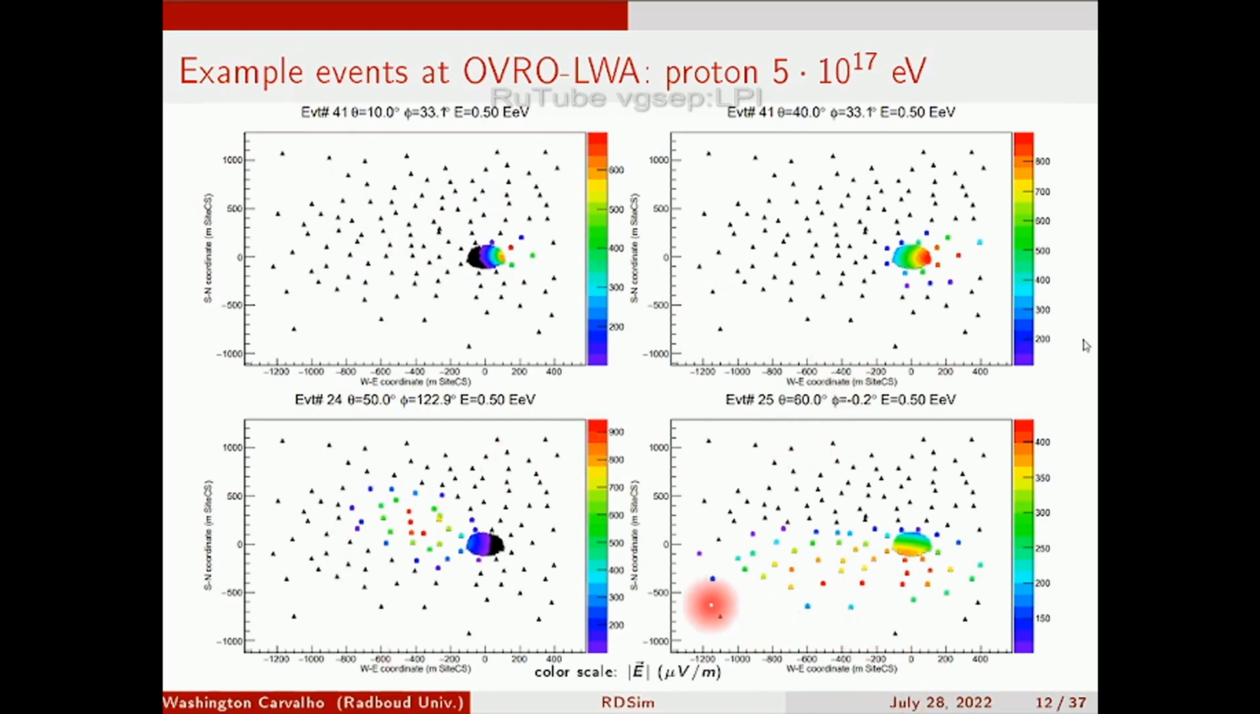So these are some simulations at OVRO, from vertical showers up to 60 degrees. You can see that for more vertical showers, the footprint, of course, is smaller, so you need to be close to the core to have a nice event. As I get more and more inclined showers, the footprint increases, and up to 60 degrees, you basically light up half of the array.